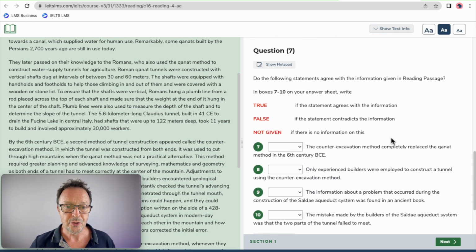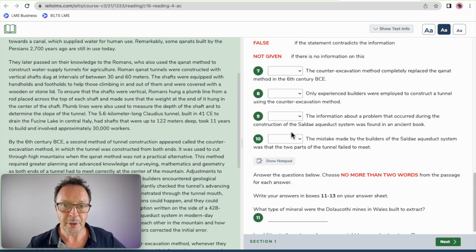Question 7, true, false, not given. Not given are always a little bit tricky, but you have to remember that you're looking at what's in the text. This is not what you think. Has something actually been mentioned in the text or not? And true or false, is there information given in the text, not what you think, but information in the text that agrees with the question or the statement or disagrees with it, contradicts it. So let's have a quick look at these.